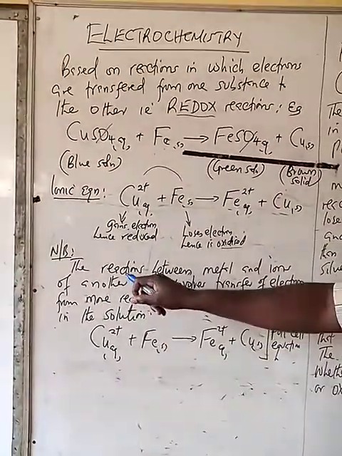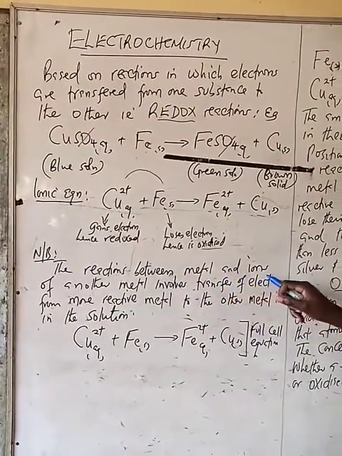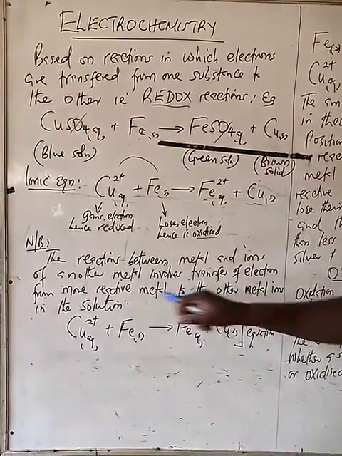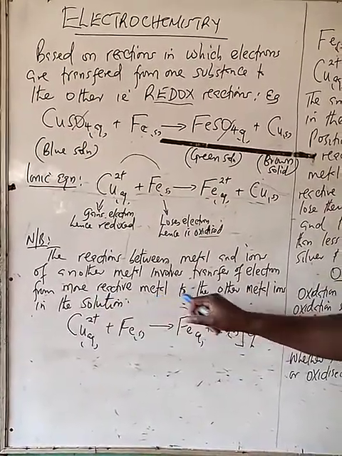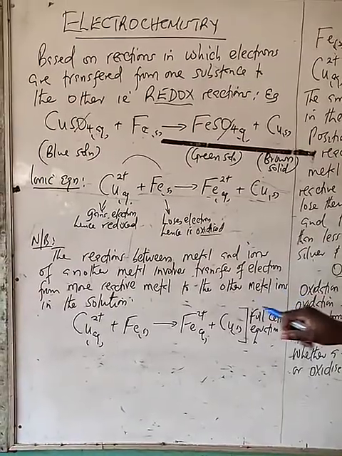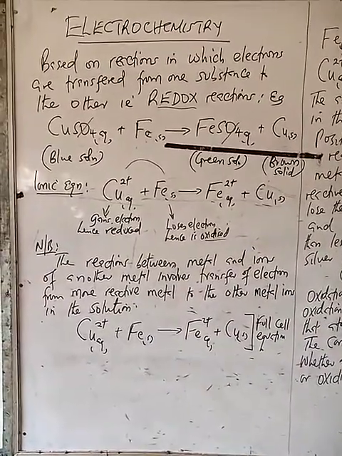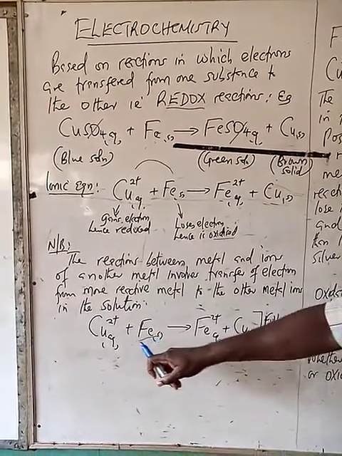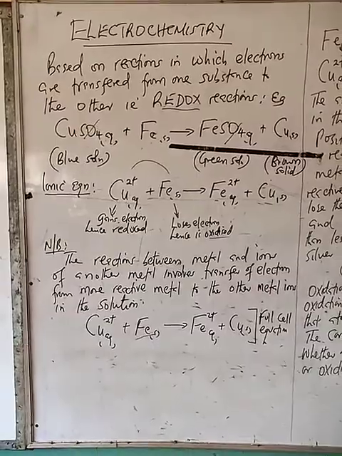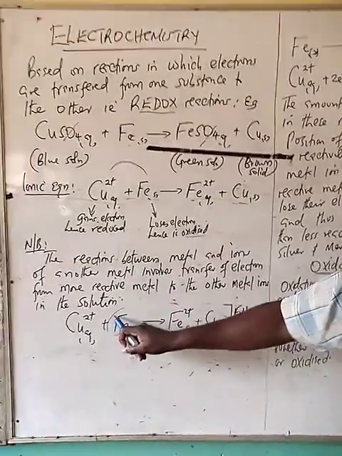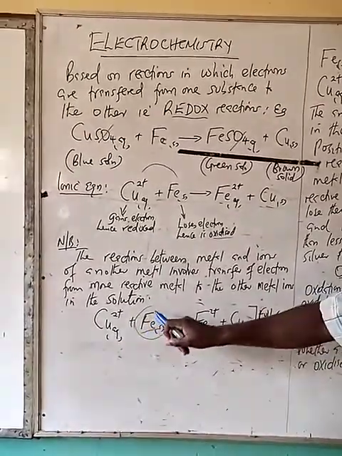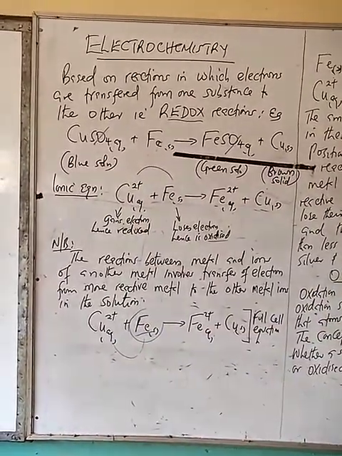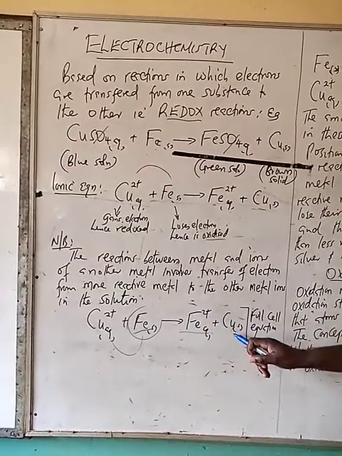That is, the reaction between a metal and a metal ion of another metal involves transfer of electrons from the more reactive metal to the other ion in the solution. What we are saying is that if you have iron and copper(II) ion, because iron is more reactive than copper, it is going to displace copper from the solution, forming iron(II) ion and copper metal.